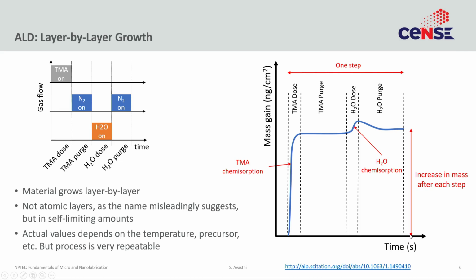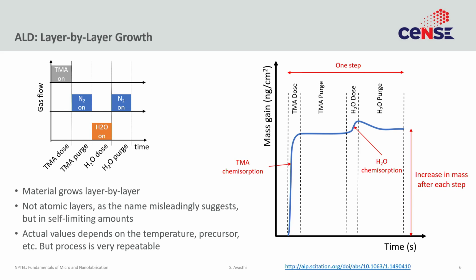Per cycle, you gain this much amount of mass, which is not exactly a monolayer per se. So atomic layer deposition has a slightly poor nomenclature. It seems to suggest that you always have one exact monolayer. That's a little misleading. The better way to think about it is that it has self-limiting chemisorbed layers. They sometimes are more than a monolayer, sometimes they are less than a monolayer. Often they are less than a monolayer.